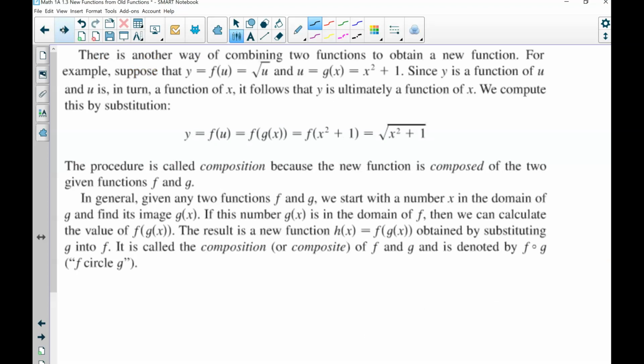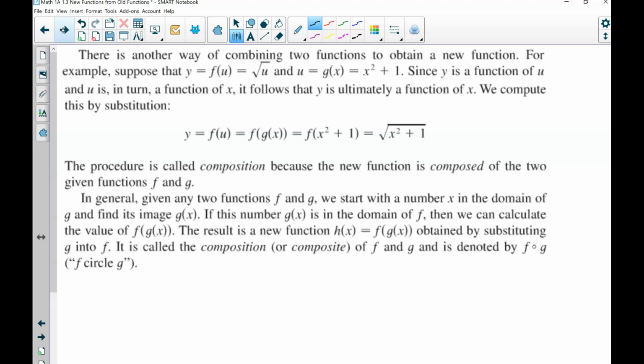Now, there is another way of combining two functions to obtain a new function. For example, we can use u substitution. So suppose that y is equal to f of u, which is equal to the square root of u, and then we would let u equal g of x, which would equal the function x squared plus 1. So since y is a function of u, and u is in turn a function of x, then it follows that y is ultimately a function of x. We would compute this by substituting the following. y is equal to f of u, which is equal to f of g of x, and therefore the input is x squared plus 1, and that would give you the entire function square root of x squared plus 1.